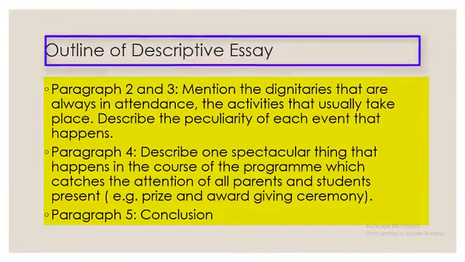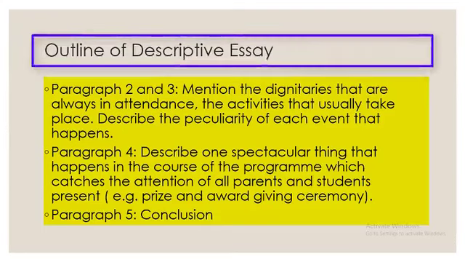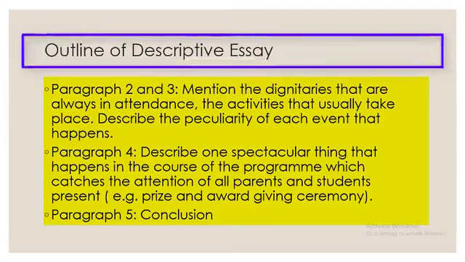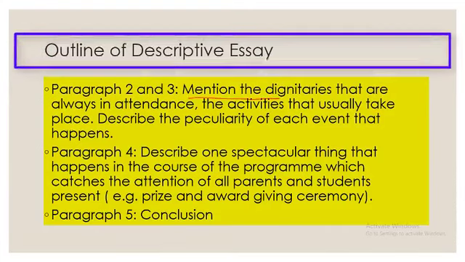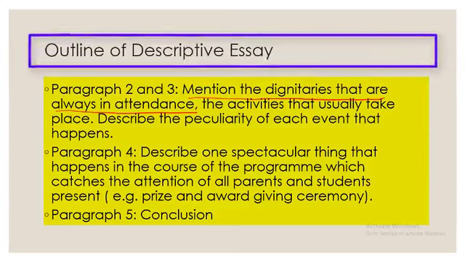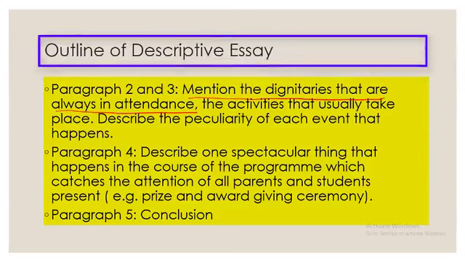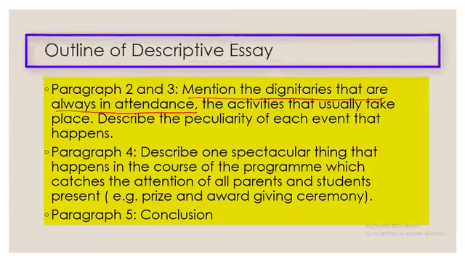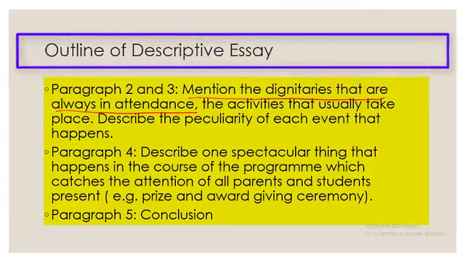Then in your second paragraph, you mention the dignitaries that are in attendance at such a ceremony. So you talk about the parents, who are also important dignitaries. You talk about there being a chairman of the occasion, who might be a public official or a highly placed person in society. You talk about the activities that usually take place. Just give a chronological description of that.